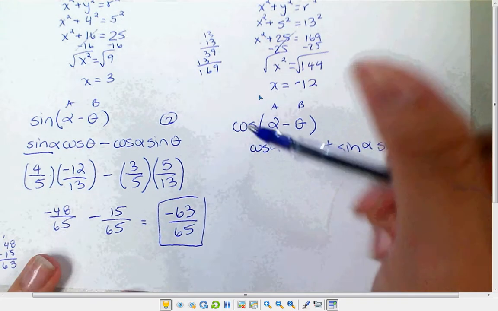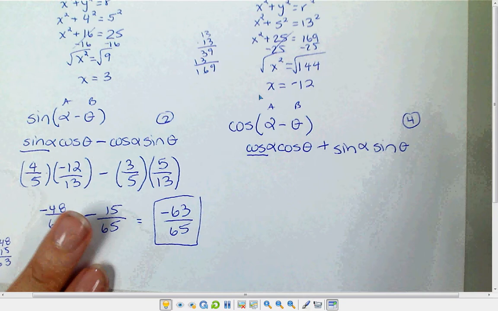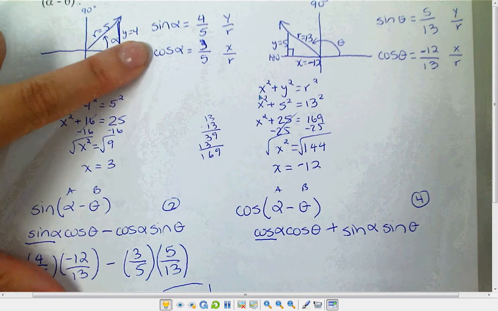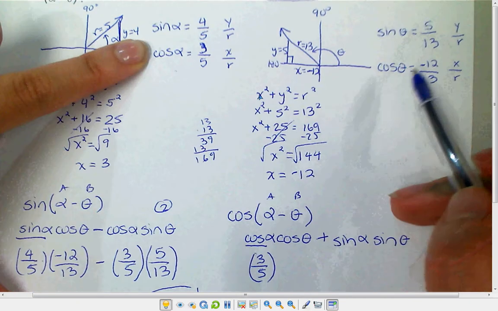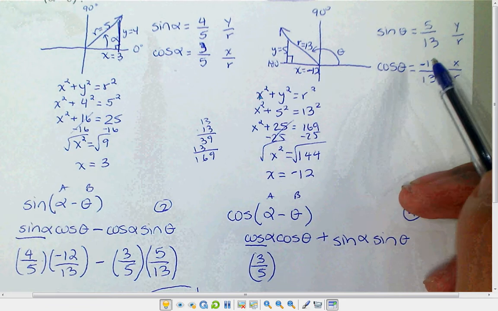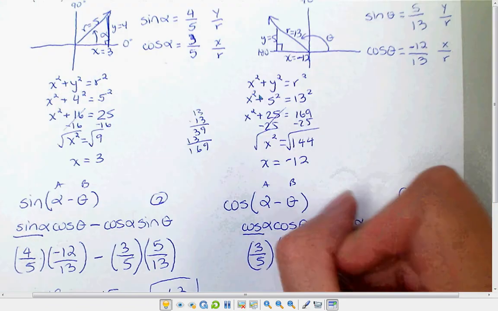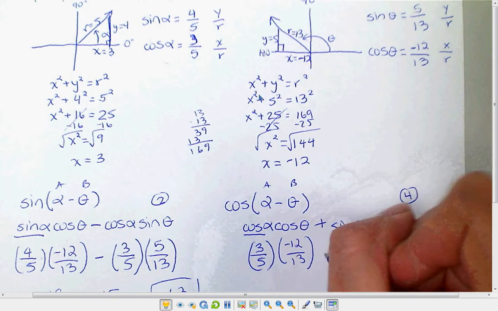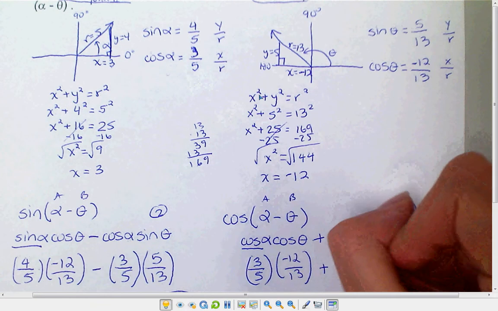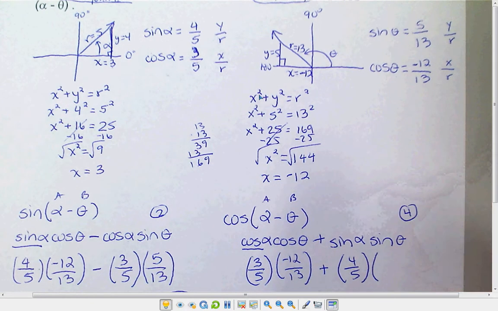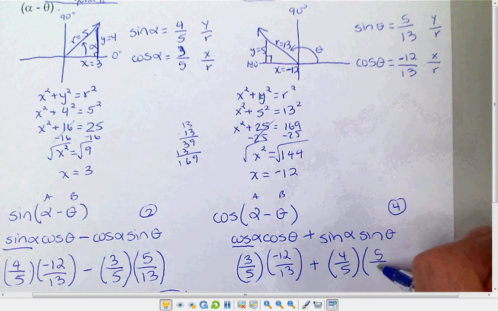Okay, so again, we're going to plug in our values. We know what cosine of alpha is. It's right up here, 3 over 5. Cosine of theta, so now we use the second angle, negative 12 over 13. Plus sine of alpha, which is 4 over 5. Sine of theta, which is 5 over 13.